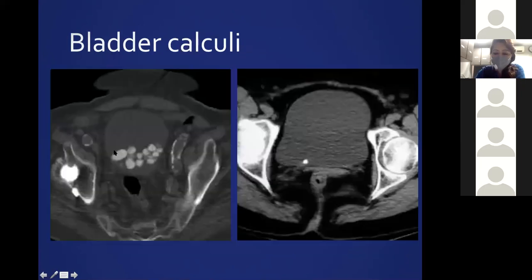Here you can see multiple calculi within the bladder as the patient is in lying position. CT scan is done in lying position, so you usually see calculi in the dependent part of the bladder. This is the dependent part. The posterior part of the bladder is dependent when the patient is lying. So you see multiple bladder calculi in its dependent part. This is another case of a bladder calculus. You can see a small high density in the dependent part of the urinary bladder.